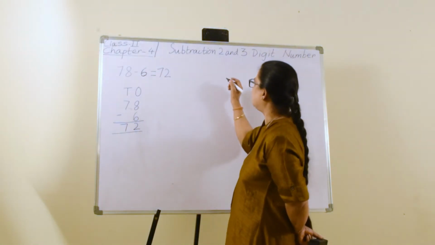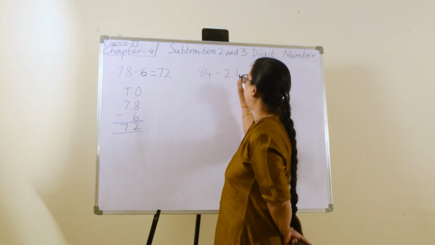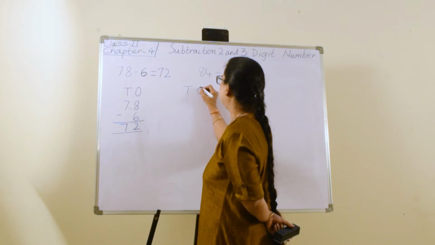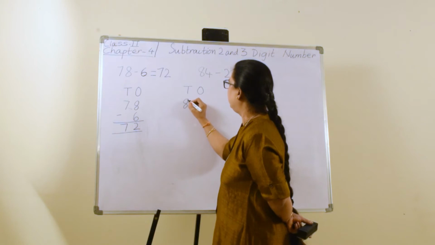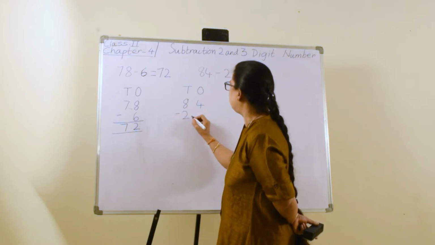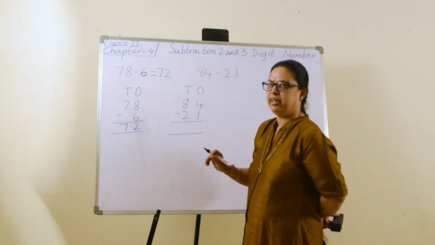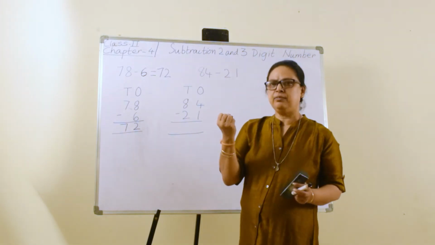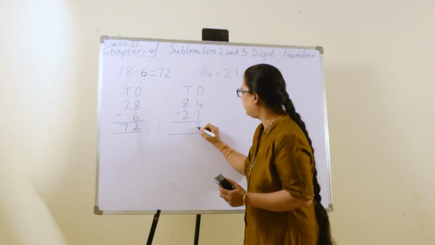Now let us take one more example. 84 minus 21. How do we write it? Let us write this first. Now the first number we have 8 in tens place, 4 in ones place. Then the next number, 2 in tens place and 1 in ones place. Now after 1, count till 4 and open your finger. Okay, after 1, 2, 3, 4. So the difference here is 3.